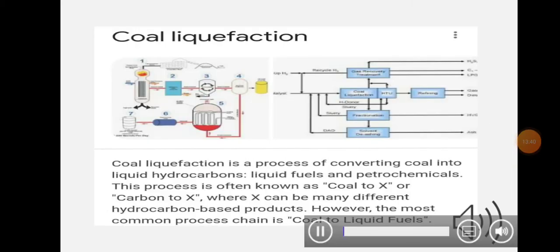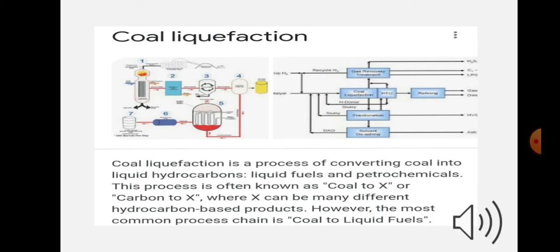Next is coal liquefaction. The coal liquefaction is a process of converting a coal into liquid hydrocarbons. We are converting a coal into liquid hydrocarbons, that is liquid fuels and petrochemicals, and this process is often known as coal to X or carbon to X. What does that X indicate? X can be many different hydrocarbon based products.